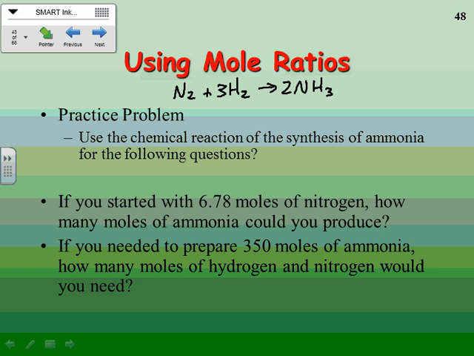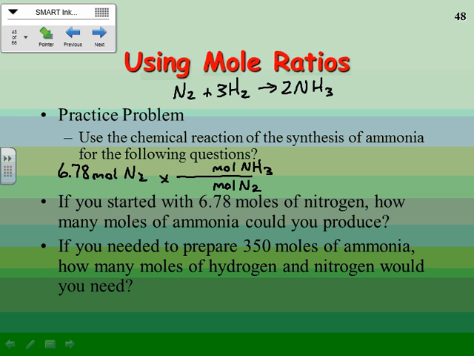So we are given 6.78 moles of nitrogen. This is on your sheet, isn't it? You have an actual space for this, which is nice. So 6.78 moles of N2. We need to convert from moles of N2 to what? Moles of ammonia, right? Which, again, is the NH3.